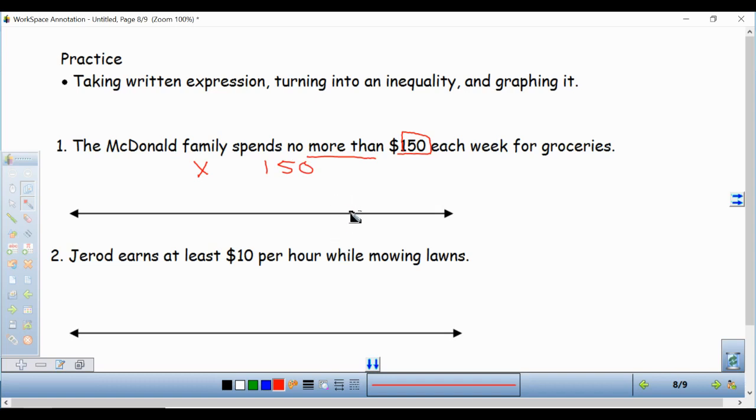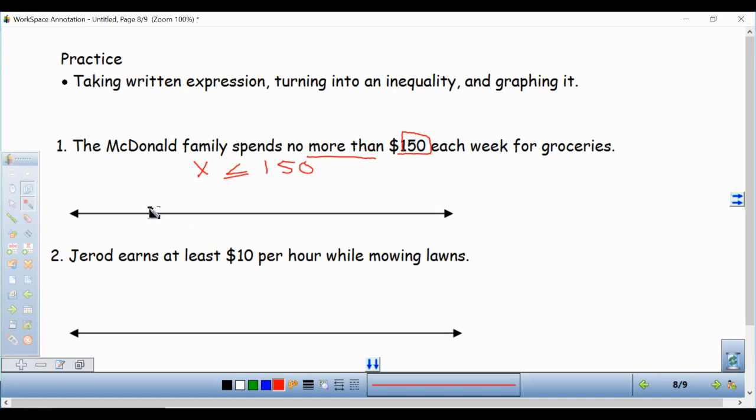each week. So if I say you can't spend more than $150, could you spend $150? Yes, you could. Could you spend $151? If I said don't spend any more than $150? No. Could you spend $1, $2, or $3 or $149? Yes. So X needs to be anything that is less than or equal to 150.